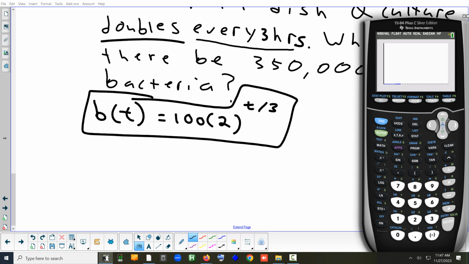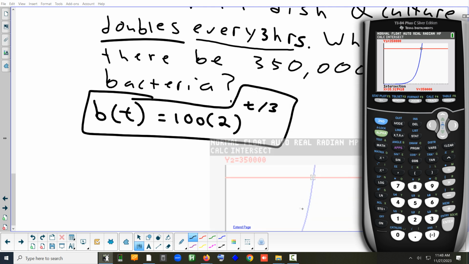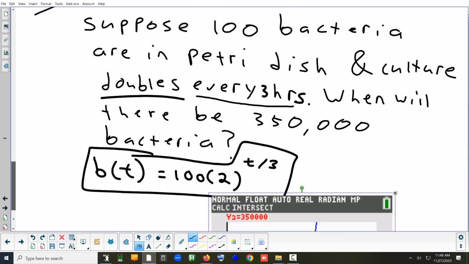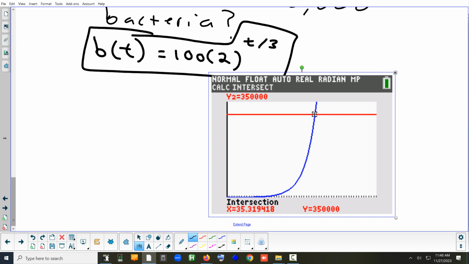So the growth of the bacteria starts off kind of slow, but then it takes off. So I did 60 hours. That's 2.5 days. It's going to happen in way less time. How do I figure out where they cross? Intersect. So we'll do intersect. Okay, so if you start with 100 bacteria and it doubles every 3 hours, in just over 35 hours, it will hit 350,000. So time is about 35.32 hours.